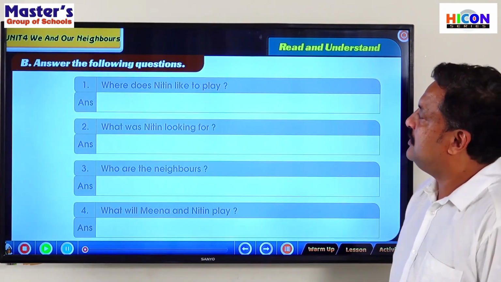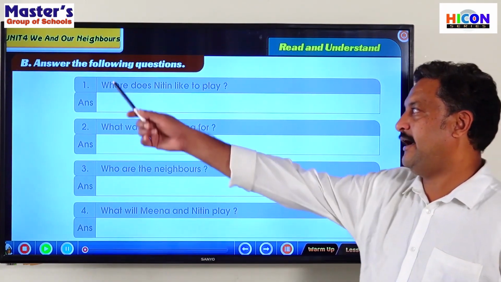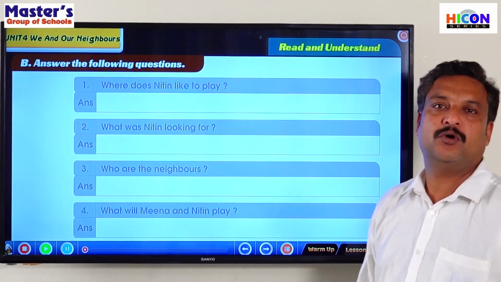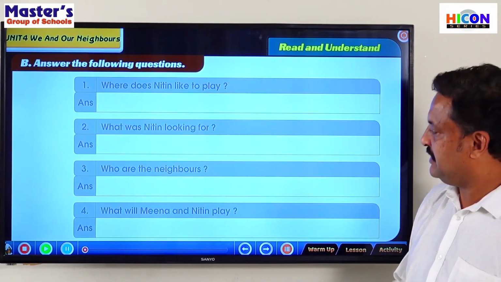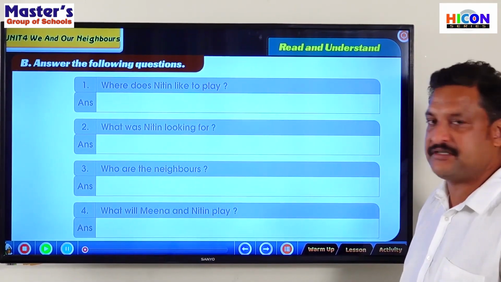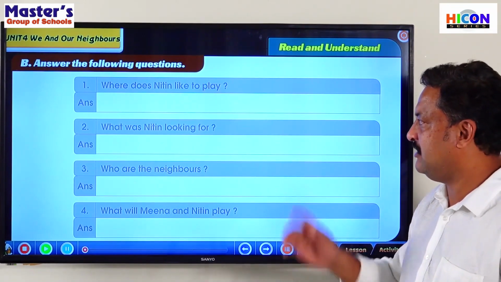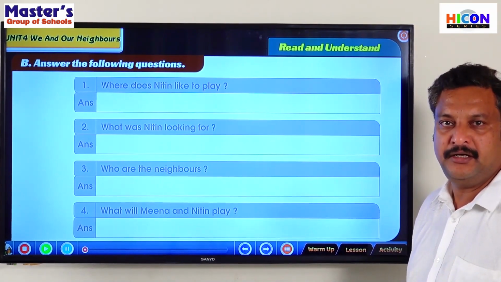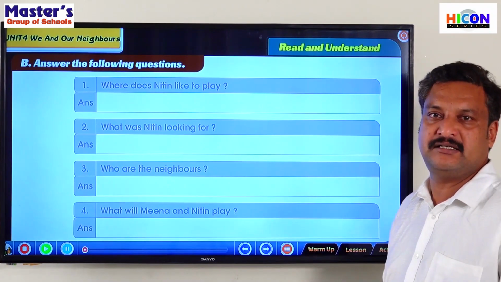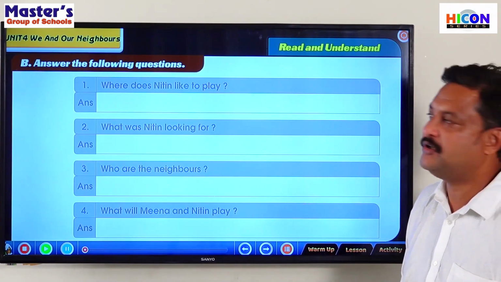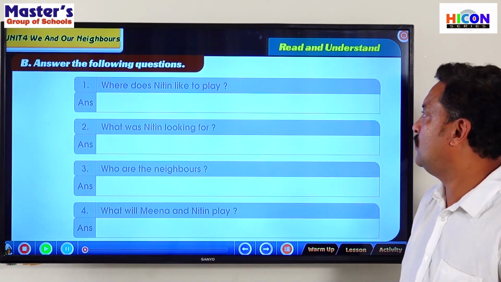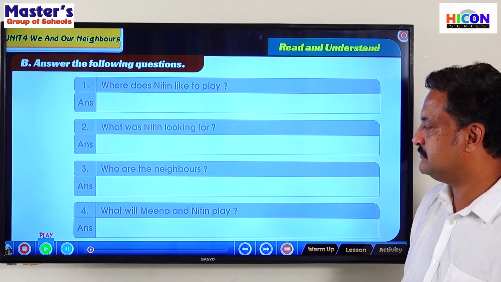Okay. So now section B is answer the following questions. What we need to do is, yes, here are some questions from the text. Some questions are there from the text. And from what we have learned in the lesson, we need to find the answers for them. Okay. So, shall we go for the first question then?